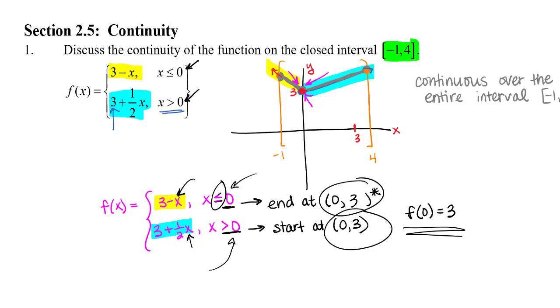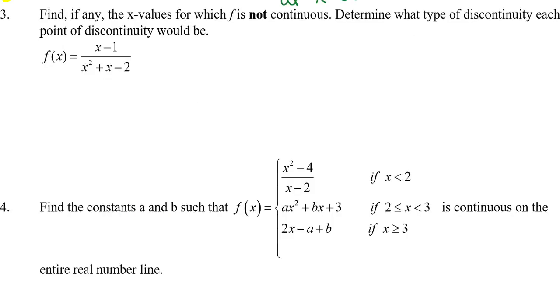So that should give us a good start. All right, so let's look at this next one here. Find, if any, the x values for which f is not continuous. Determine what type of discontinuity each point of discontinuity would be. So one thing that we have talked about prior to calculus is that our denominator cannot be 0. And I hope from our limit discussion algebraically, we've looked at the idea, at least, of 0 over 0, and we will continue to talk about that throughout this calculus course.